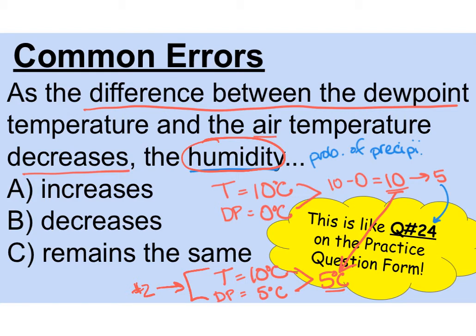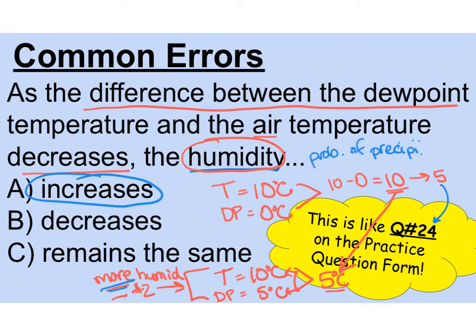Well, when I look at these two numbers, I see that they are now closer together. And I know that when the temperature equals the dew point temperature, it's going to be more humid. So this looks like it's more humid to me. It gets more humid as the difference between these two numbers decreases. So the correct answer should be A, meaning that it's increasing. It's getting more humid as that difference between the two decreases.